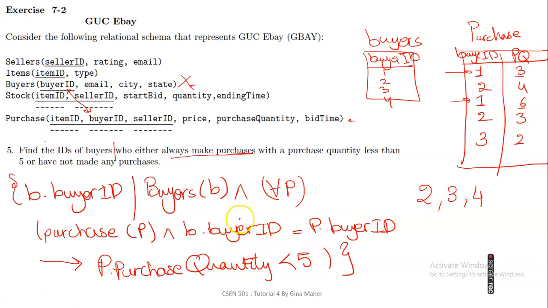Okay, are we done? Yes or no? We need to check whether this will return the buyers that haven't made any purchases or not. Okay, let's take an example. Now buyer 1, buyer ID equals buyer ID. Are all the purchase quantities of this buyer less than 5? No, because in this case it is 6, so 1 is excluded. 2, buyer ID equals buyer ID, so we check the purchase quantities for this buyer ID. 4 and 3 are less than 5, so it's part of the output. Now buyer 3. Buyer ID equals buyer ID, which is this row. The purchase quantity is less than 5, so it is part of the output.